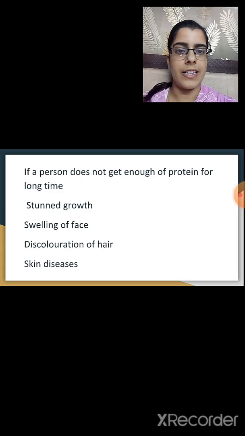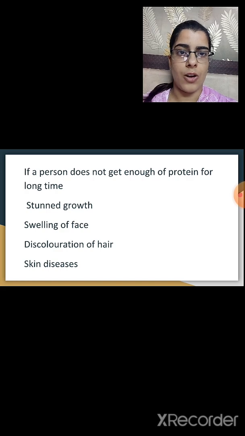If a person does not get enough protein for a long time, what will happen? We have studied that protein is the body building food. So, if the protein is not supplied, the growth will be stunted. Swelling of the face will be seen. There will be discoloration of hair. Different skin diseases can also take place if the proteins are not supplied to our body in the essential quantities.